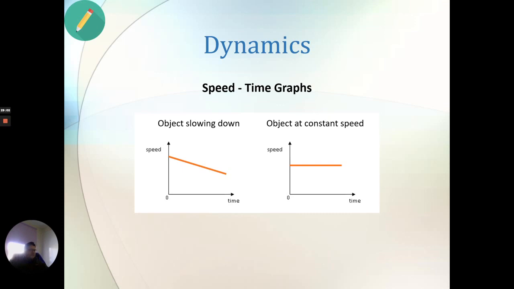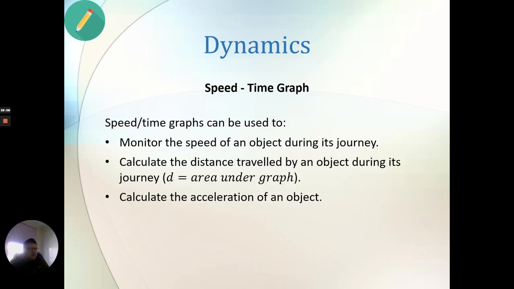The thing is, speed time graphs are really useful. We can use them for a bunch of things, and we're going to have a look at them just now. Basically, we can use speed time graphs to monitor the speed of an object as it's travelling on some kind of journey. And we can use them to find the distance travelled during a journey. Even if it's got changing speeds, as long as we can find the area under the graph, we can find the distance that's been travelled. And finally, we can use the gradient of the graph to find the acceleration of the object at any given point.